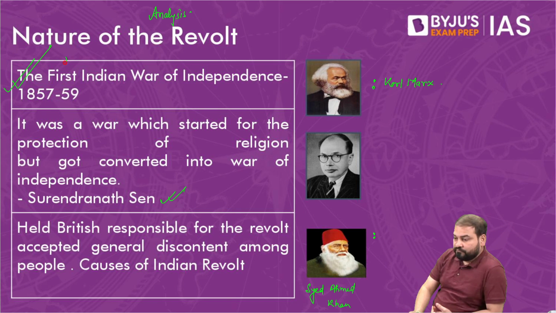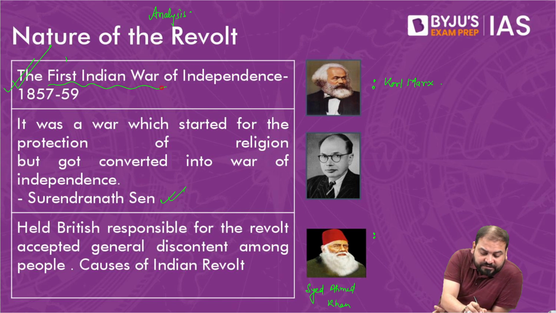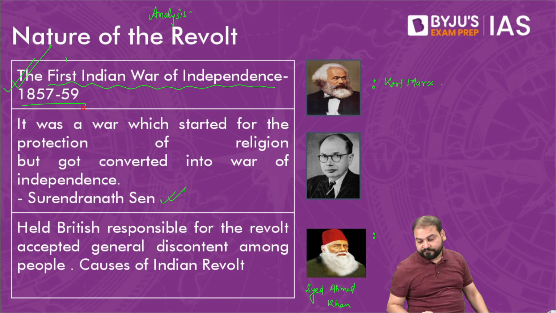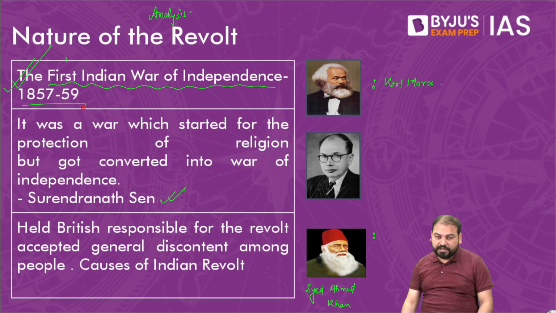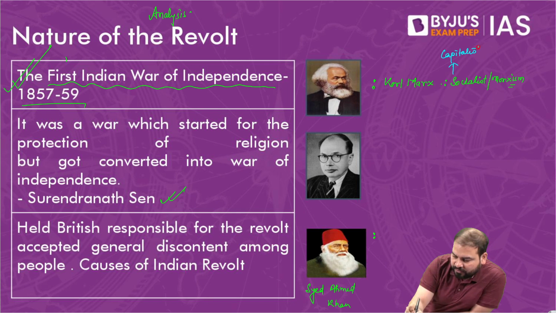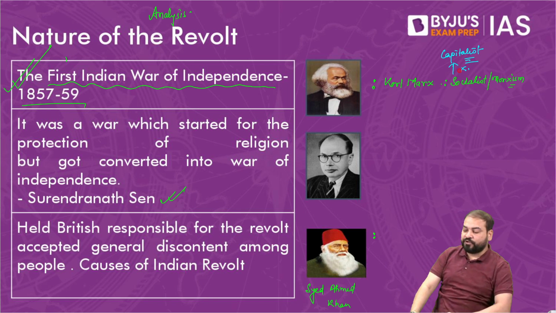Karl Marx, how does he describe the 1857 revolt? He says, this is the first Indian war of independence. All of you, have you heard about Karl Marx? Madhukar, we have done them in the Maratha chapter. Guys, who is Karl Marx? Socialist. His theory is called the theory of Marxism. All of you, can I say this theory was against the theory of capitalism? His theory was totally against the theory of capitalism.